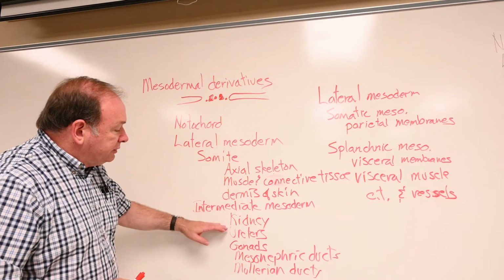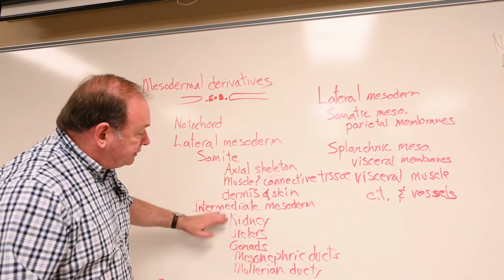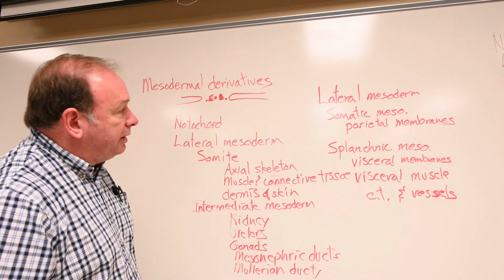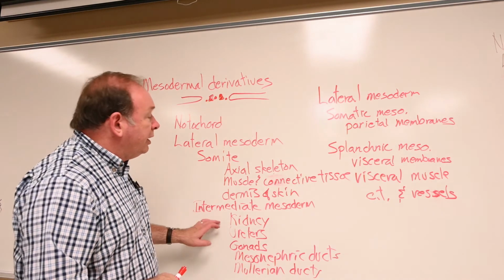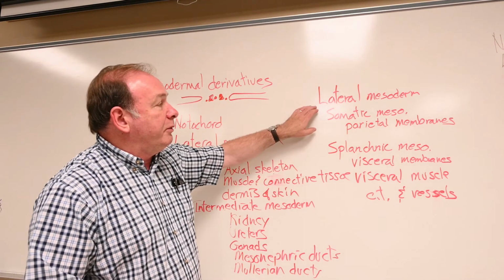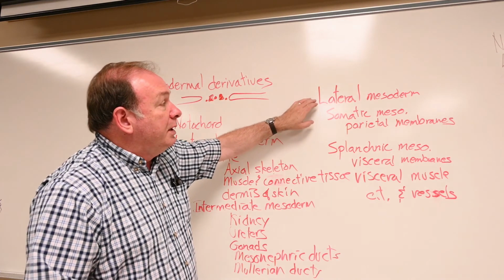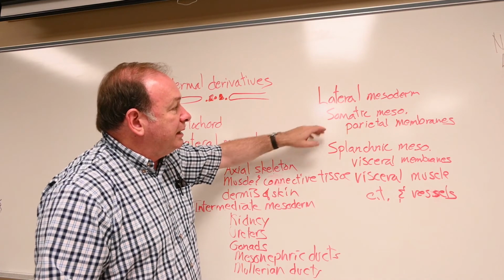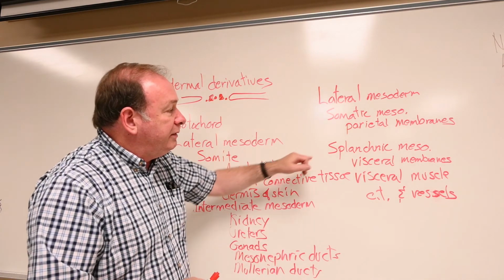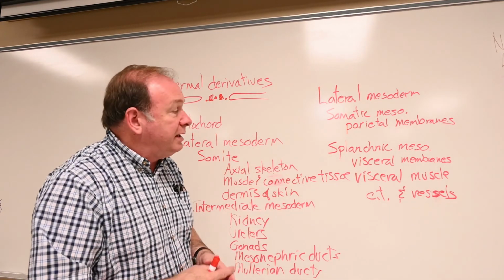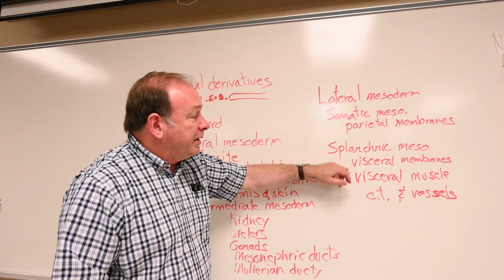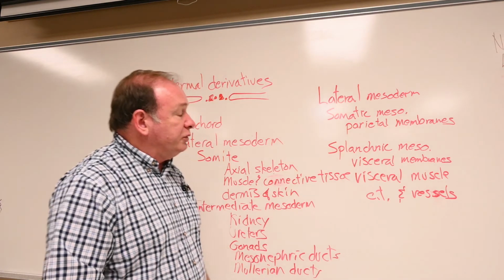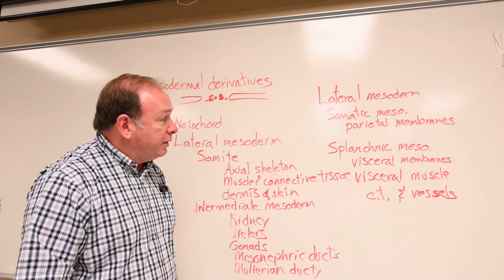Next, the intermediate mesoderm forms your urinary and reproductive system parts in there: kidneys, gonads, ureters, mesonephric ducts, Mullerian ducts, all that from your intermediate mesoderm. We'll see that all later when we deal with your genital system. Lateral mesoderm, we have the somatic and splanchnic layers. That somatic layer is on the outside of your body cavities, the splanchnic against the organs on the inside of your body cavity, forming the visceral membranes, and associated with those visceral organs you have muscle, connective tissue, and blood vessels that are supported there.